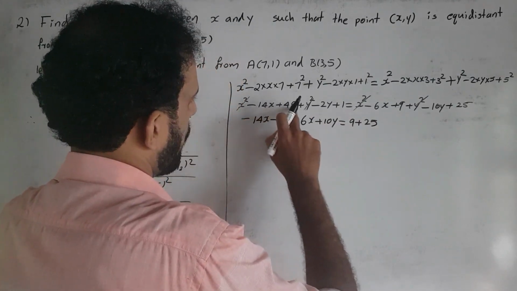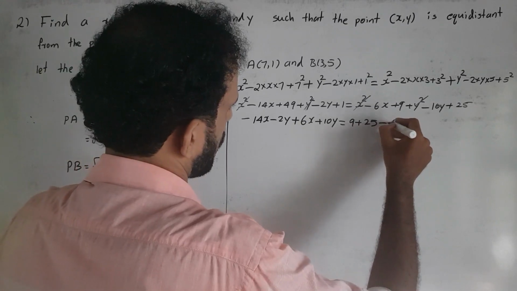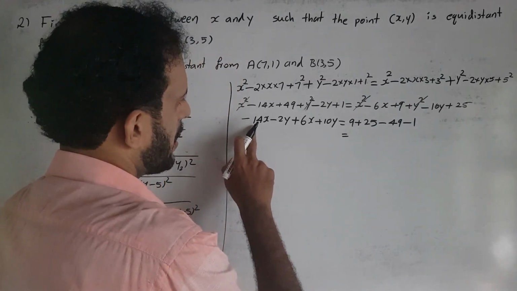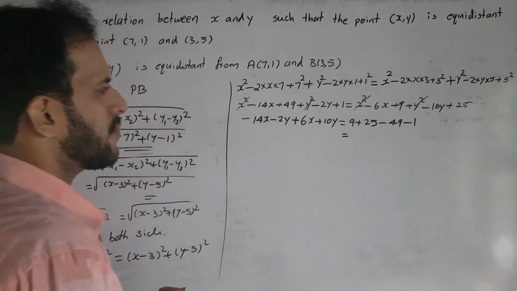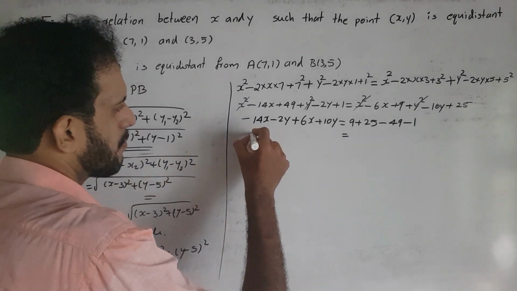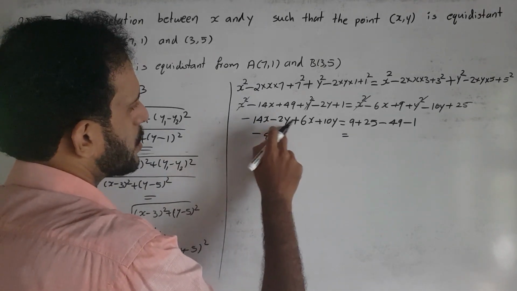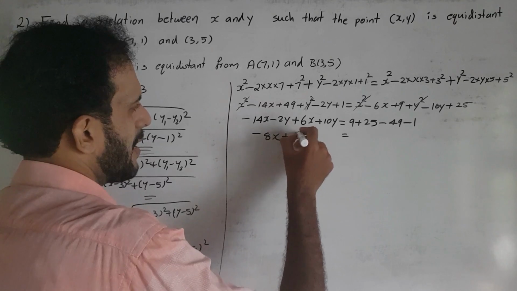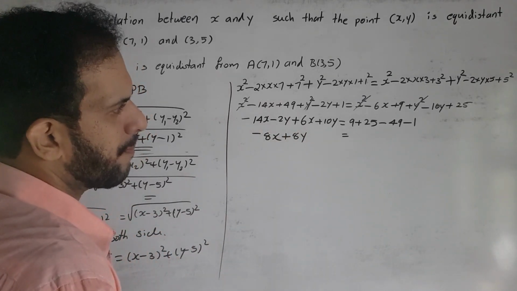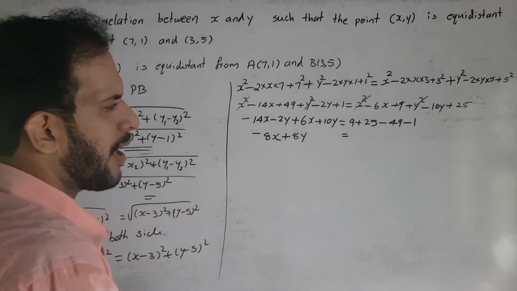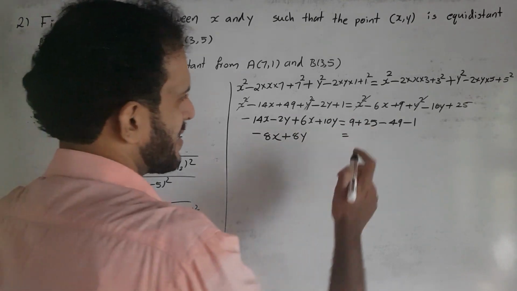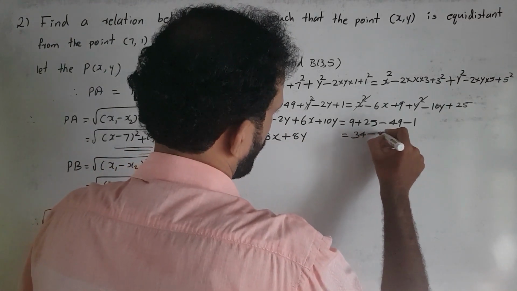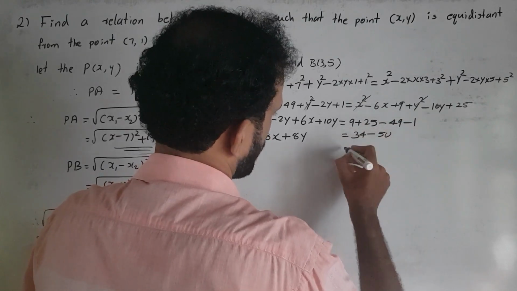Then plus 49 means minus 49, minus 1. Then minus 14x plus 6x, what is minus 14x plus 6x? Yes, it is minus 8x. Minus 2y plus 10y is plus 8y. Then 9 plus 25, 9 plus 25 is, yes, 34. Minus 49 minus 1 is minus 50.